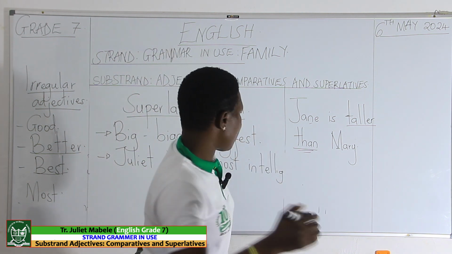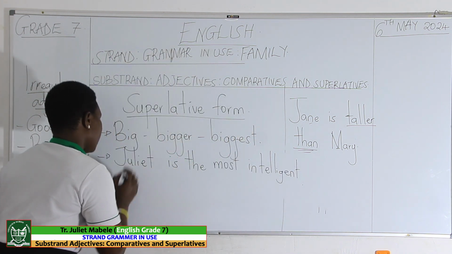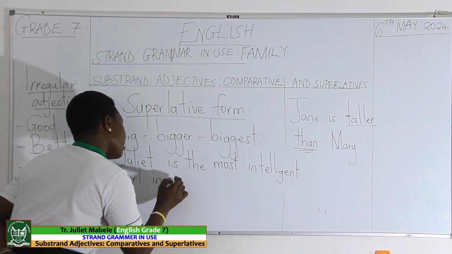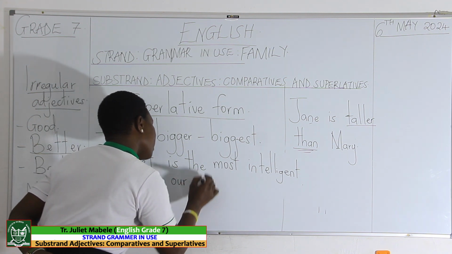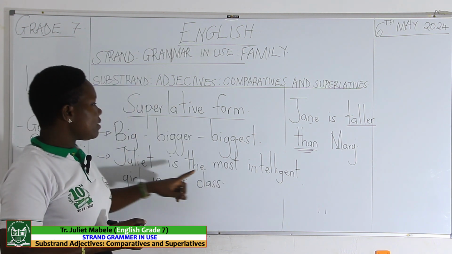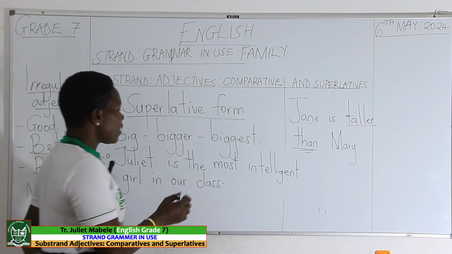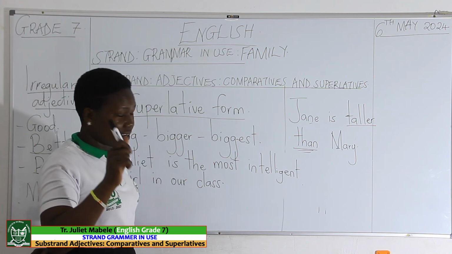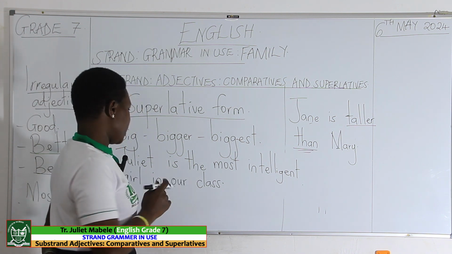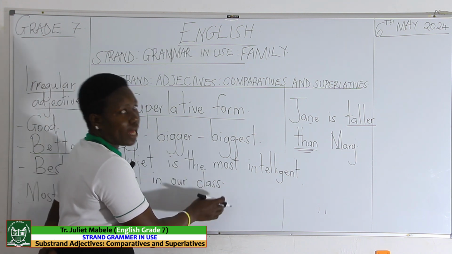I hope we are doing it together. The most intelligent girl in our class. Now, Juliet is the most intelligent girl in our class. Now, in our class, we have 33 students. So that means there are more than 3, right? Good. So, Juliet is the most intelligent girl in our class.